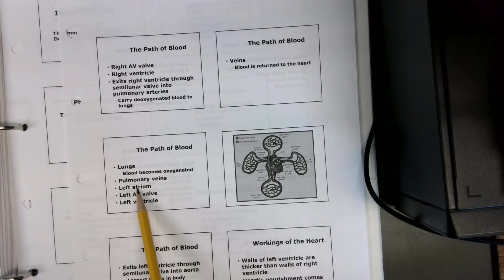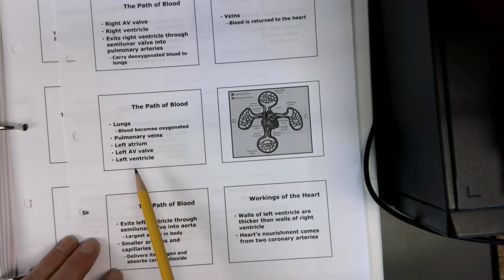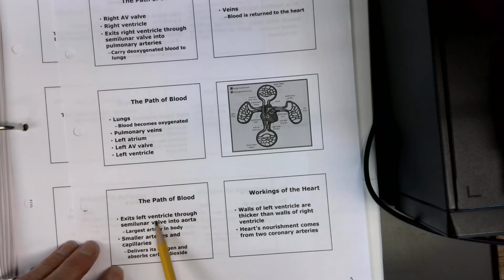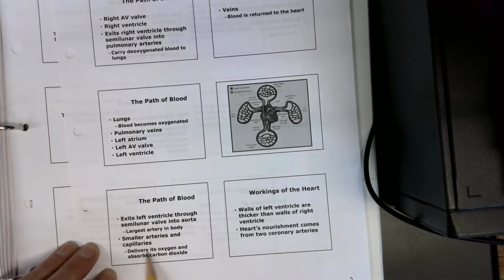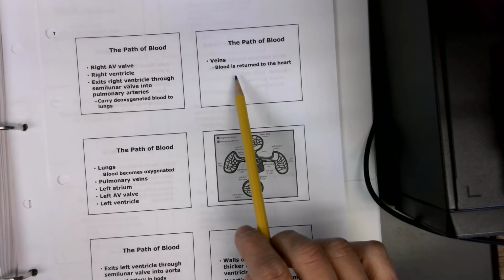This time it's entering the left atrium. Travels through the left AV valve, goes to the left ventricle. Remember, the ventricle is always going to be the place the blood is leaving the heart. It's going to exit through the semilunar valve, and now, this time, instead of going to the lungs, it's going to the aorta. The largest artery in the body is going to pass that blood throughout your whole body, delivering oxygen and picking up carbon dioxide.